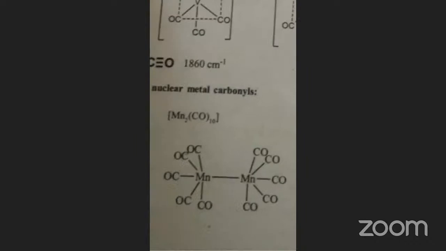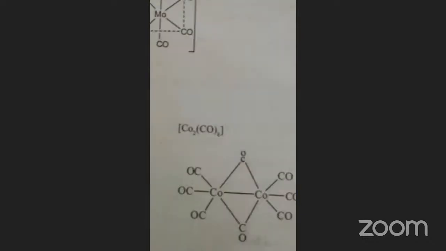The next one is about Mn2CO10. In Mn2CO10, 2 metals are there. Metal is called nuclear, so 2 nuclei are present. That's why it is called a dinuclear substance. Then take this Co2(CO)8. In this also there are two nuclear cobalt.